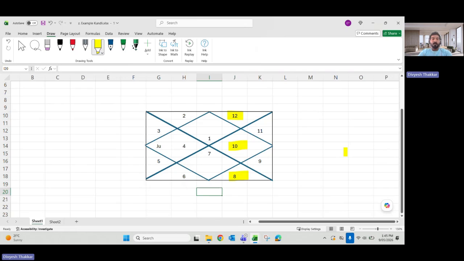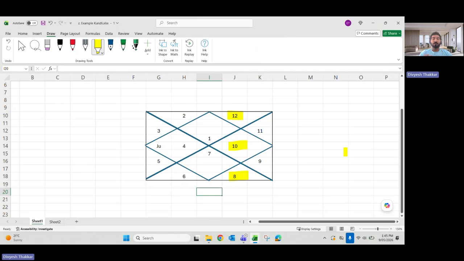So what effects will this have in your life for the next 12 months? So the fourth house is basically property, land, relationship with your mother, comfort of your life, any assets like cars that you want to buy, all of that. So that is looked at from the fourth house.